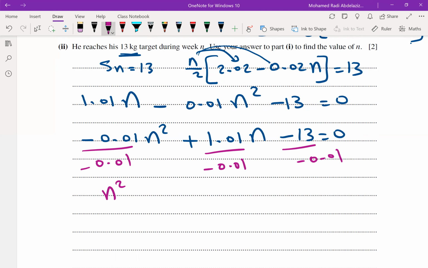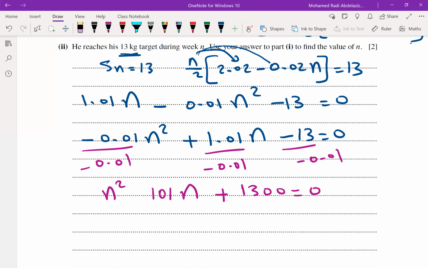The second one, which is 1.01 divided by 0.01, so the answer will be 101n. Then negative is positive, 13 divided by 0.01, so the answer will be 1300. This quadratic equation, try to solve it by factorization if it is possible to factorize, or by quadratic formula in case we cannot factorize. You can get the values of n.